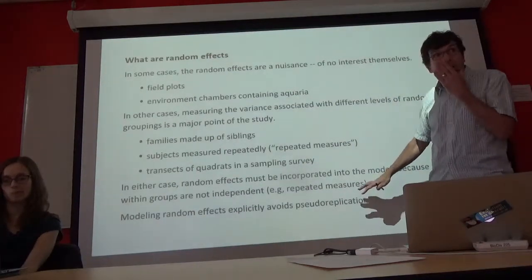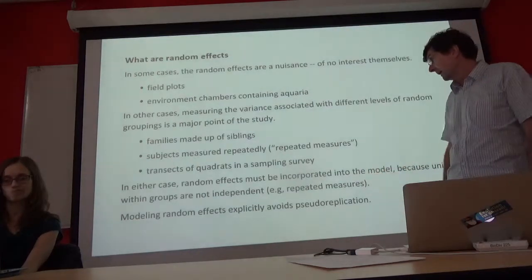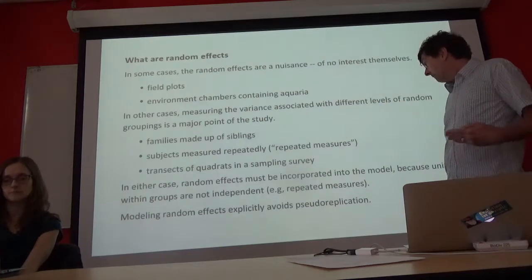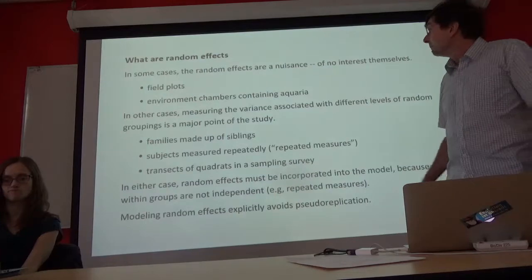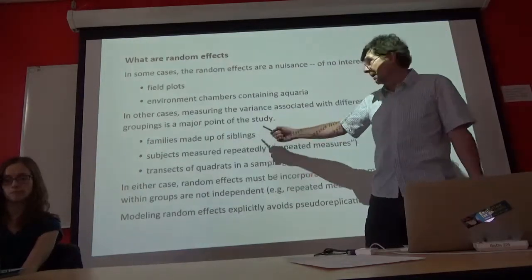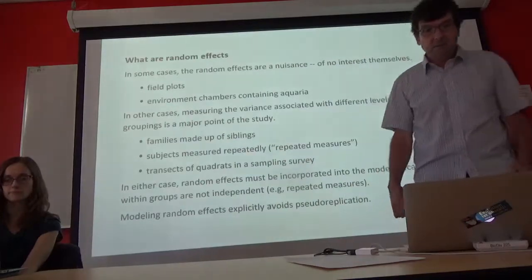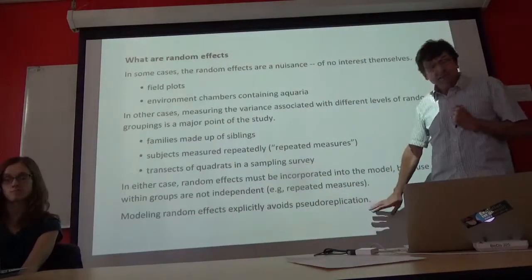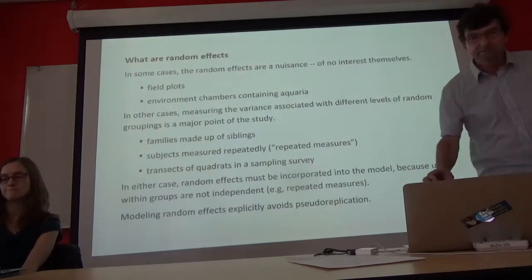The key thing that we're going to learn here and in the workshop is that the random effects must be included somehow in the model. But they must be handled differently. And that's because the siblings are not independent if they belong to the same family. So somehow that group structure has to be incorporated. And doing so properly will avoid the sin of pseudo-replication.